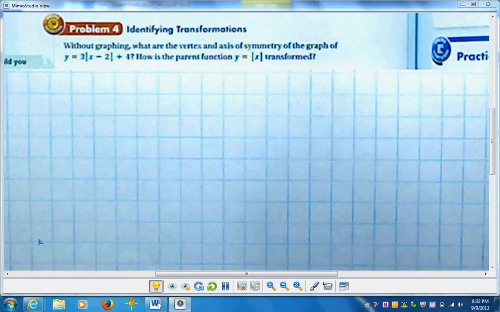Okay, this problem wants us to answer some questions about the transformations without looking at the graph. I'm a big believer in graphing things and trying to figure things out. After a while, though, you will see that there is a pattern. So let's go ahead and just examine the pattern that we've seen. If you've done some graphing in the classroom and you've done some of the previous problems, you'll see that there is in fact a pattern.